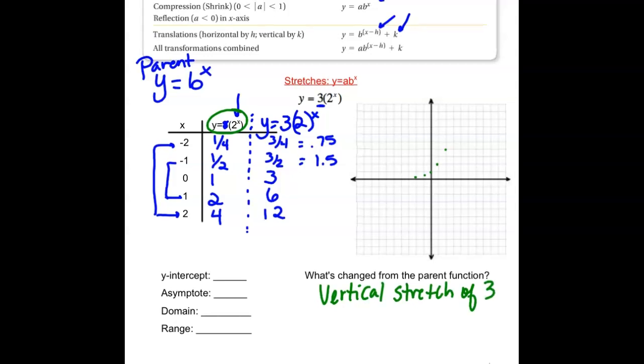So my stretched graph, instead of being at 4, I'm up at 12. Instead of being at 2, I'm up at 6. We had the point (0, 3). We have negative 1 at 1.5, and negative 2 gave us 0.75. Okay? So you can see that my curve has been pulled and stretched a little bit, but I do want you to notice that we are still coming down and approaching that same asymptote that we had before. All right? The y-axis.